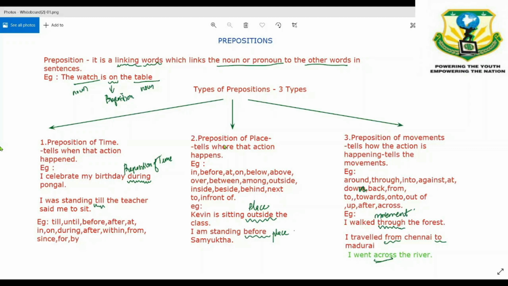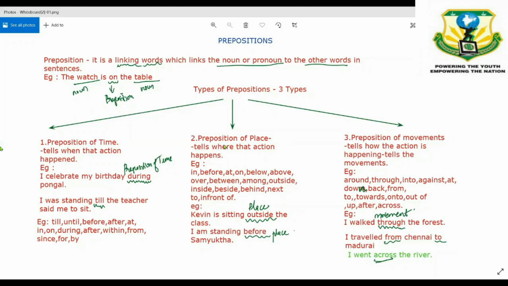Even in comes for time as well as for place. For example, I will meet you in 10 minutes. Here it comes as a preposition of time. I will meet you in Chennai. Here in comes as a preposition of place, right? So these are some differences. You have to read the complete sentence to identify the types.